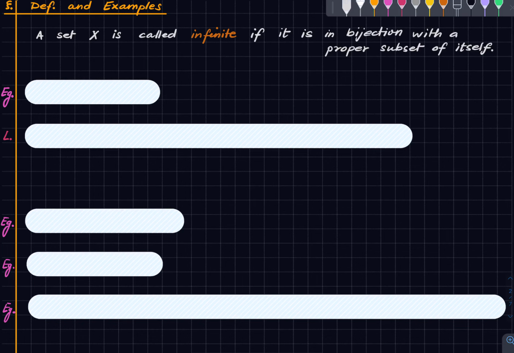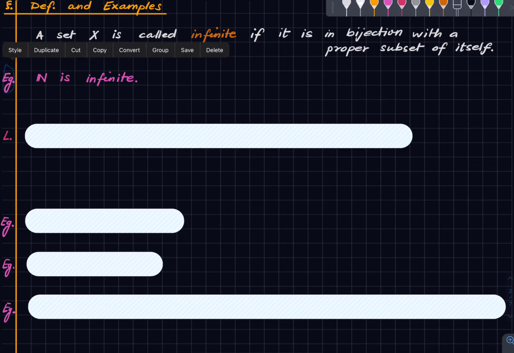Okay. So just to spell this out a little bit more, we say that X is infinite if there is a proper subset X prime of X, such that there is a bijection between X prime and X. That is what an infinite set is. So let's see an example. The set of natural numbers is infinite.